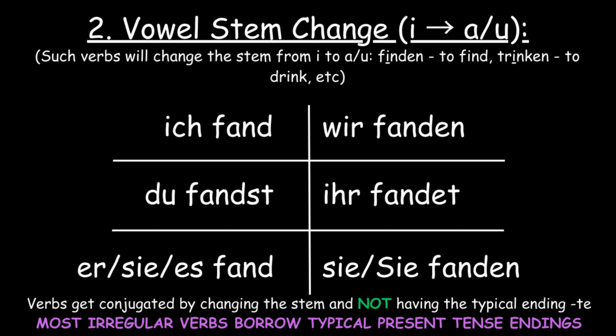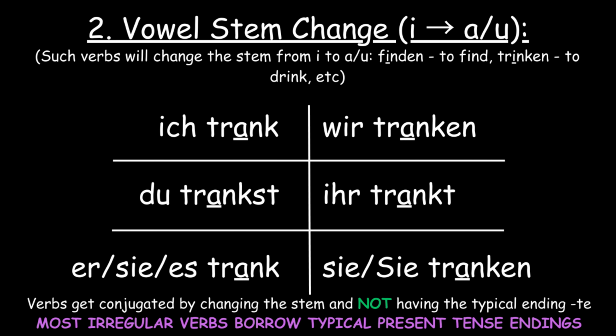As you can see, the stems in every conjugation changed from e to a, and the same applies to the verb trinken. Ich trank. Du trankst. Sie, es trank. Wir tranken. Ihr trankt. Sie tranken.